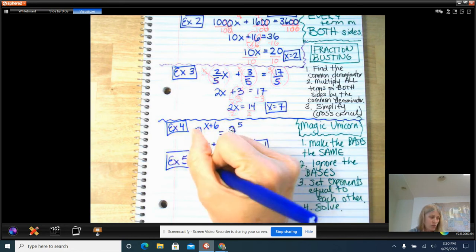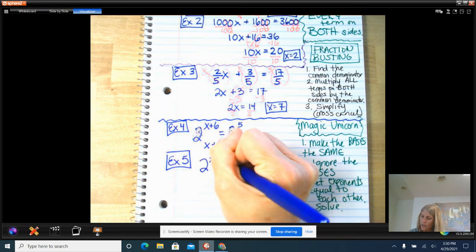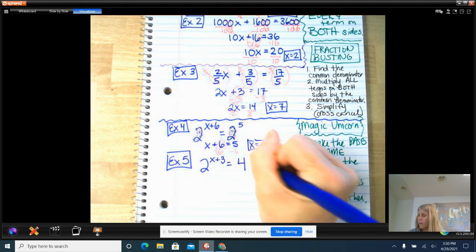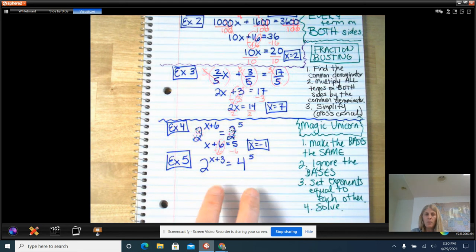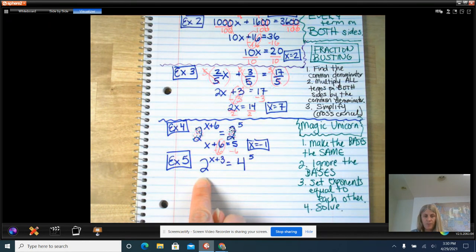So here we have 2 to the x plus 3 is equal to 4 to the 5th power. So as you can see, the bases are not the same. And so that means we can't ignore them yet. We have to make them the same. Now, the way that we make them the same is we take a look at the smaller one. Our smaller base here is 2. And I ask myself, is there any way I can use 2 as a base with a power and turn it into a 4? And we know that 2 squared is the same as 4.